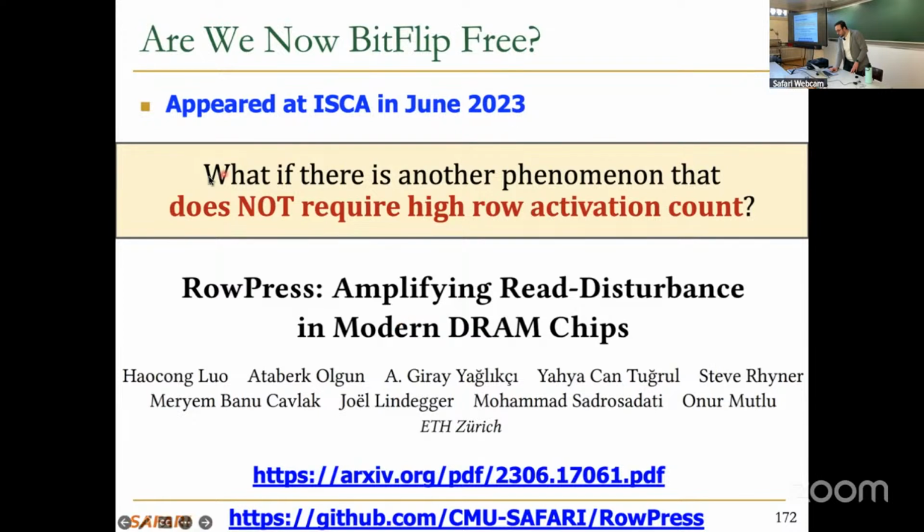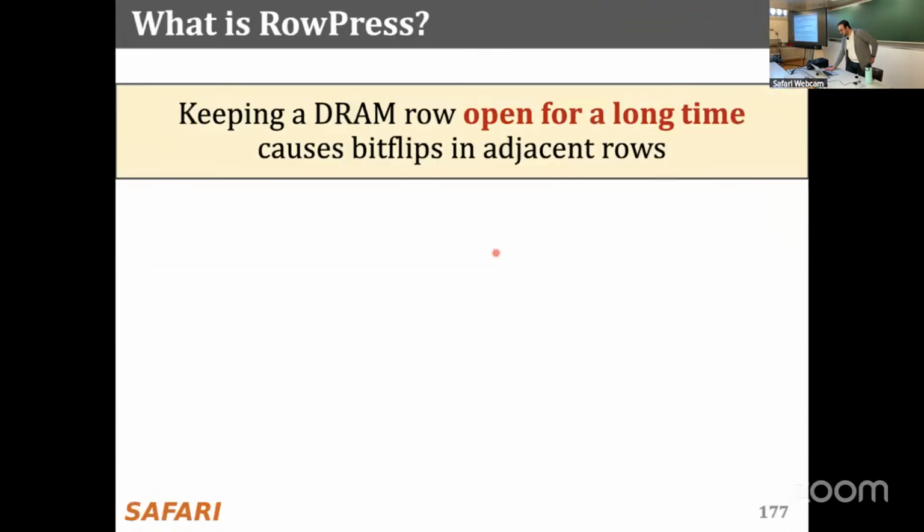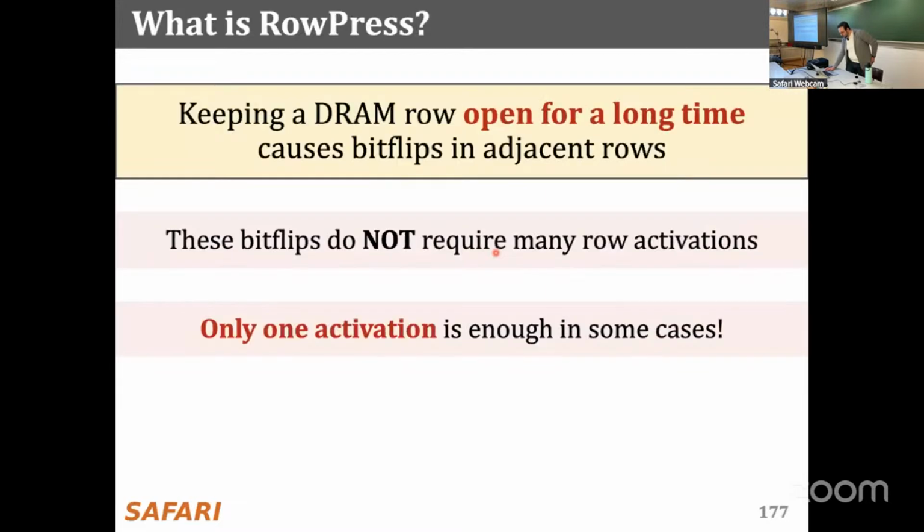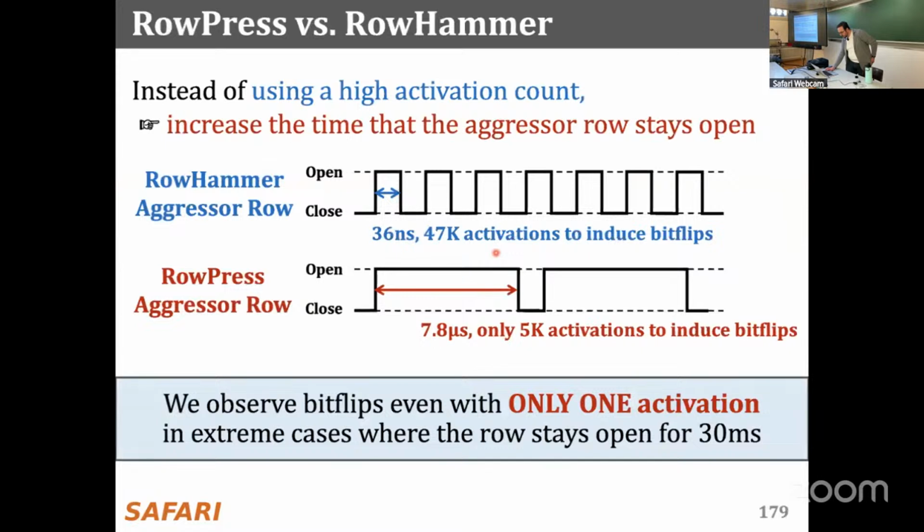So the basic question is, what if there's another phenomenon that does not require high row activation count, right? And it's an important question to ask, because if you don't ask this question, you cannot find out these access patterns, right? So in RowPress, I guess there's a good picture here. So this is similar to the access pattern that I explained earlier. When you open a row, instead of closing it as soon as possible, you keep it open for some time, and you have a larger impact on the victim row. And this is called RowPress.